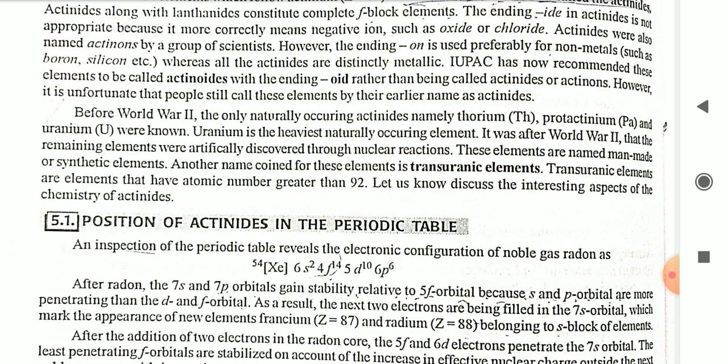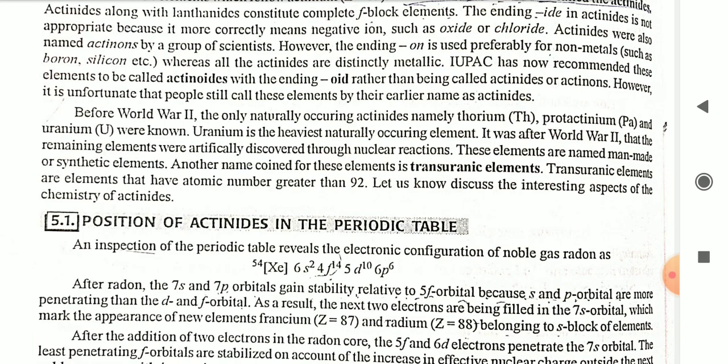Before World War II, the only naturally occurring actinides, namely thorium, protactinium, and uranium, were known. Uranium is the heaviest naturally occurring element. It was after World War II that the remaining elements were artificially discovered through nuclear reactions. These elements are named man-made or synthetic elements. Another name coined for these elements is transuranium elements. Transuranium elements are elements that have atomic number greater than 92.